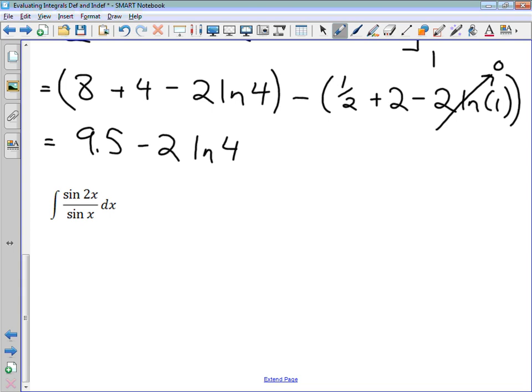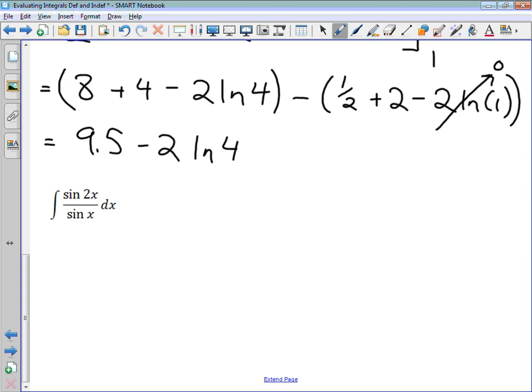Doing the integral of sine 2x over sine x. Now, what do you think we might need to do with this one? What does the sine 2x suggest? Yeah, we need to use a trig identity probably to do this one.